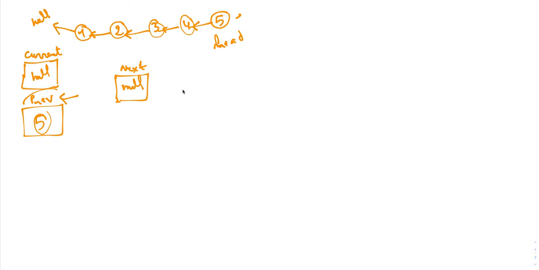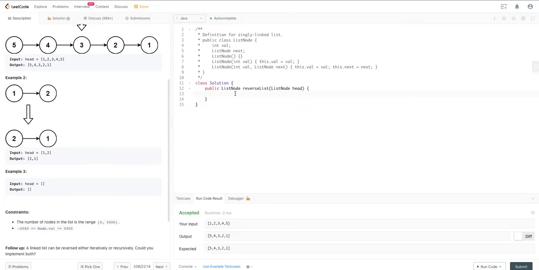Now let's try to code that. Okay. So as I said, we will need a couple of variables. The first one is current, that would be initialized to the head. The second one would be this node previous, that would be initialized to null. And the last one would be the next, that would be initialized to null too. And we will need a loop where we check each time that the current is different from null.